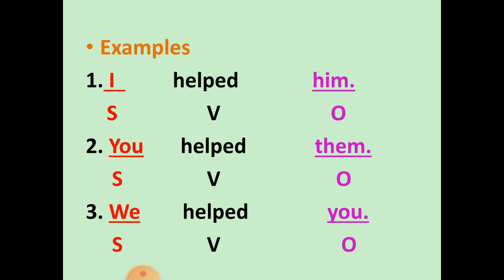If you are given a blank, "dash helped them," and the options are you and yours, what will you write? It is you. It means you are filling in the nominative case of the pronoun there. So you is the subject here and them is the object. "We helped you." We is the subject and you is the object. Now you can understand that you is used as a subject and as an object both, right? So these are the things that you need to understand.